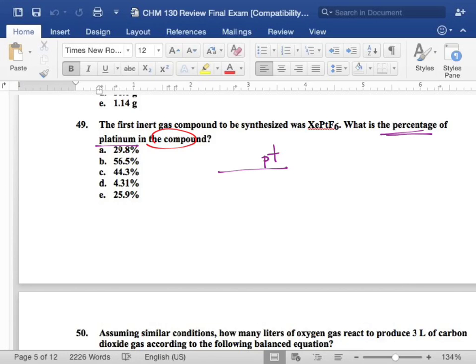In the compound. What was the compound? How do you say xenon? Oh, I guess that wasn't really fair. We haven't talked about how to name that compound. Does anybody know how to name it? It's xenon platinum hexafluoride.